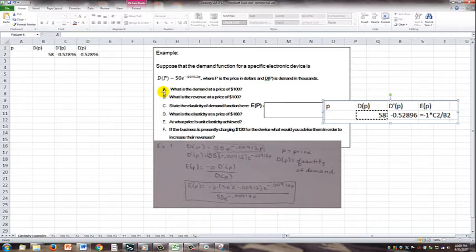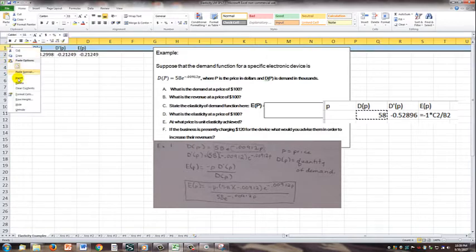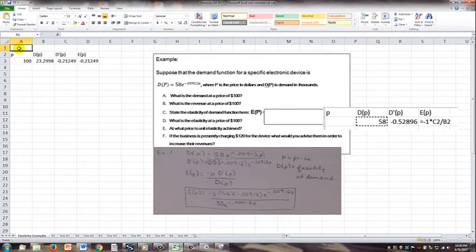A, what is the demand at a price of 100? So P is our input, so if we put 100 in, then our demand is 23.2998 electronic devices, because remember, P stands for price, and that demand is really quantity.